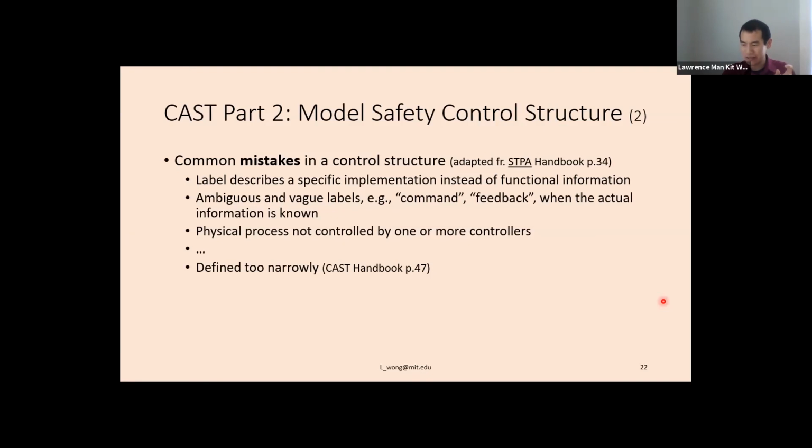The physical process not being controlled by one or more controllers is another case where we see a poor safety control structure. Basically, you have a box, probably at the lower part of your safety control structure, that is just dangling, not connected to any controllers by arrows. And lastly, this is especially important for CAST analysis: if you define your safety control structure too narrowly, it limits your perspective and visibility. The causal factors you identify will not be very comprehensive, and it may not lead to very effective safety interventions. That is something we want to avoid.